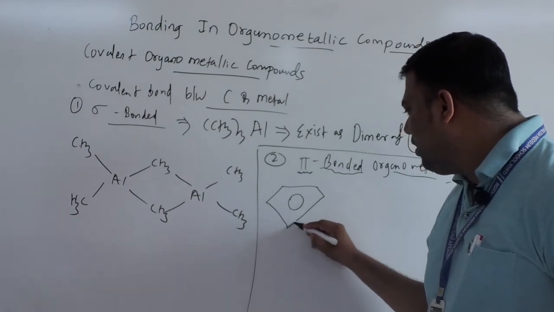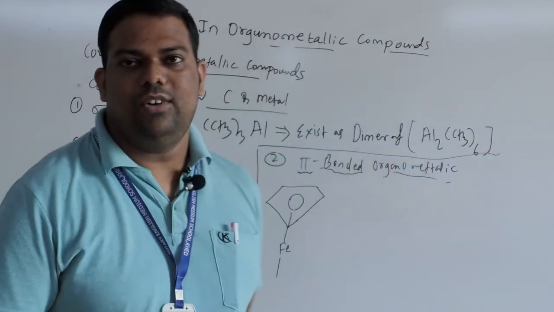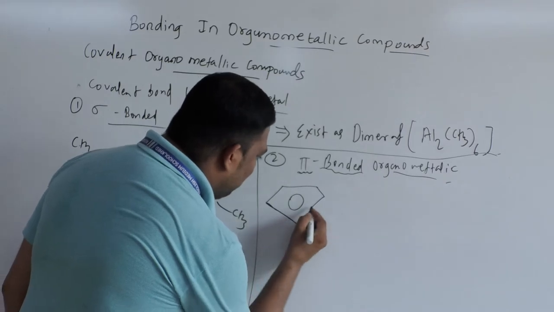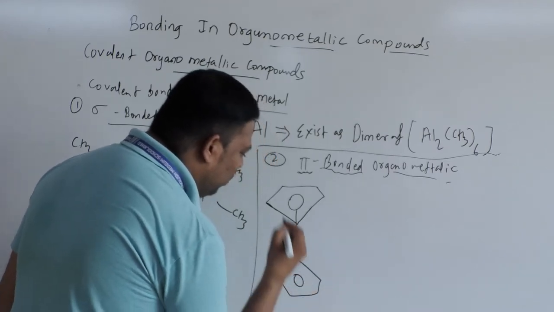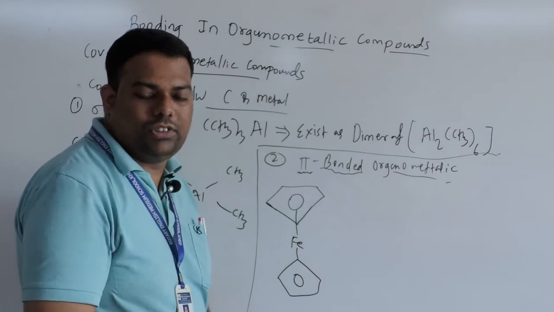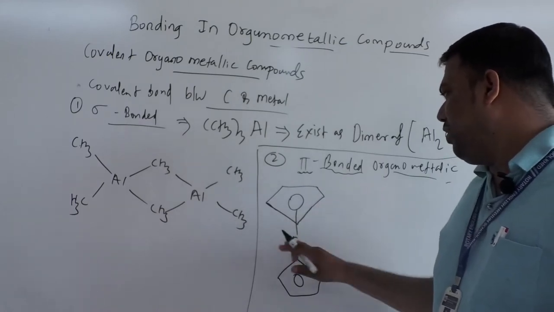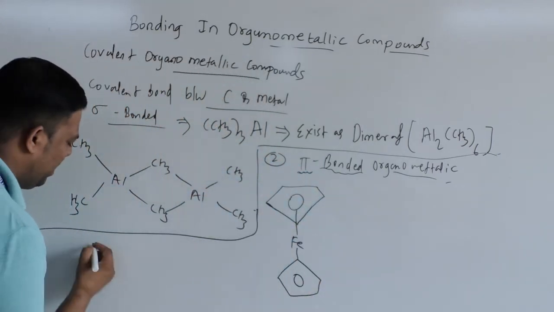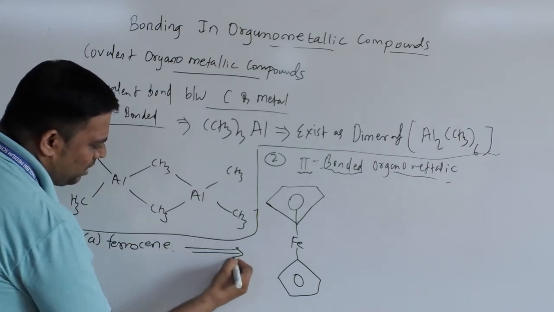Here your iron, and the same bonding on the downside also, like this. Fe, with the same bonding on the downside also. This means the iron is bonded through pi electrons. Now, the name of this? We will mention here the name of this: ferrocene.